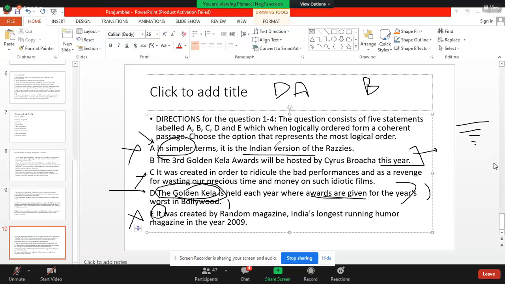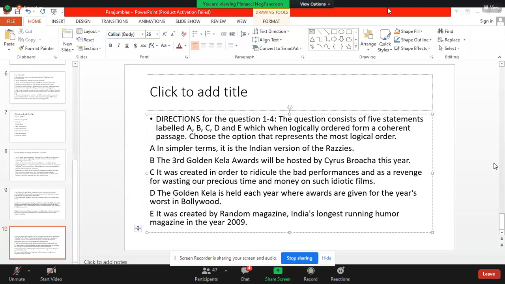So D, A, E. Then E talks about when it was created, right? It talks about the history. Then C, why it was created. So when it was created would come before why it was created. When, then why. And then finally, of course, B talks specifically about the Golden Kela for this year's awards. So that has to be an approach. This, of course, took me time because I'm explaining. But if you have to do it quickly, it would take far less time, students.